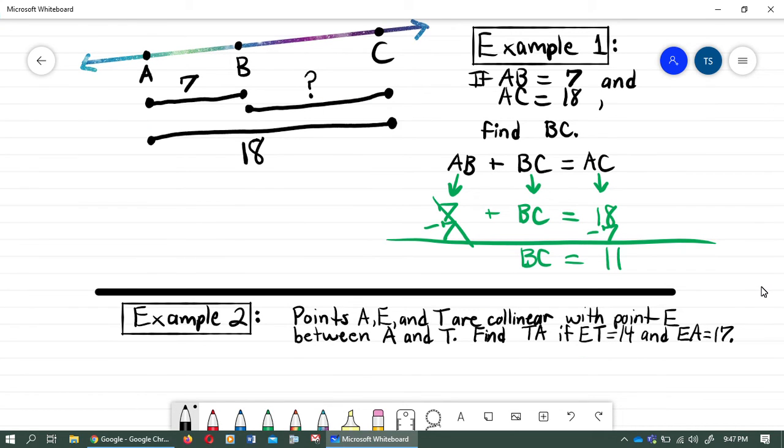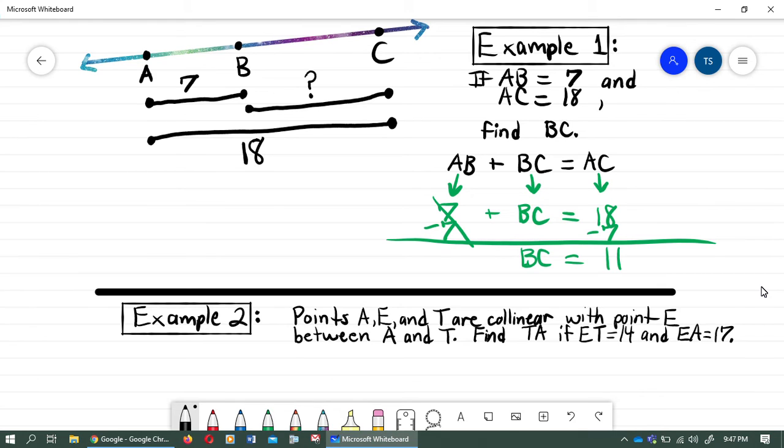Okay, so guys, let's look at example 2 here. Let's say that we've got points A, E, and T are collinear with point E between A and T. And you're asked to find TA, and again, we know that's the length of segment TA.